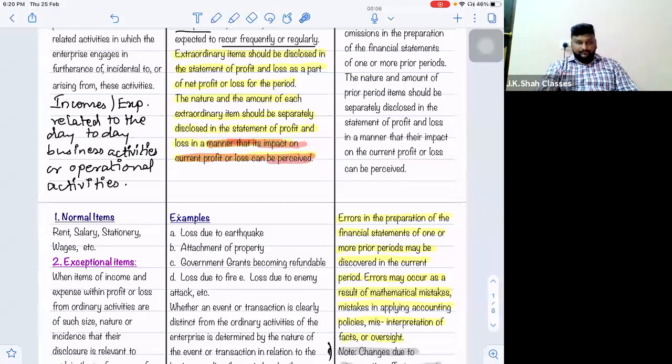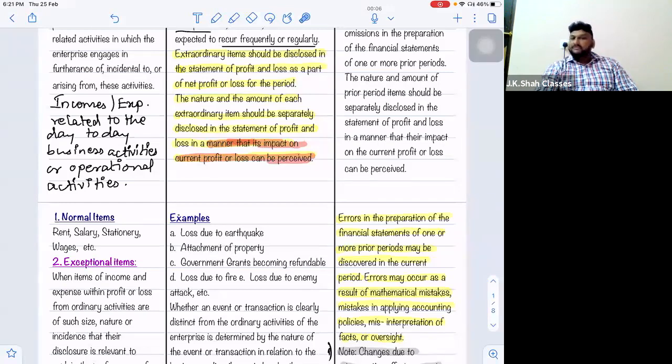Yes, Sujit. Sir, it is said that loss due to earthquake, loss due to enemy attack, they can simply be put as abnormal loss, right? Is there any difference? No, sir. Abnormal losses are all these items. But I have given specific ones. If I write only abnormal loss, then again it will be confusing. That is why I've given it in detail. Okay, sir. Right.